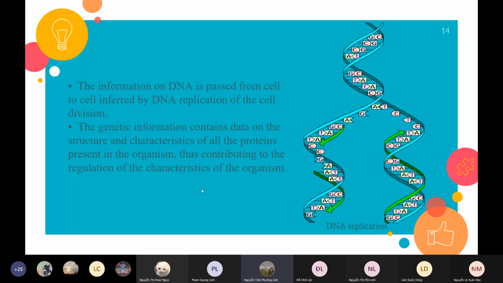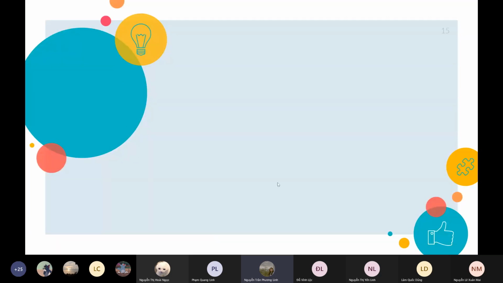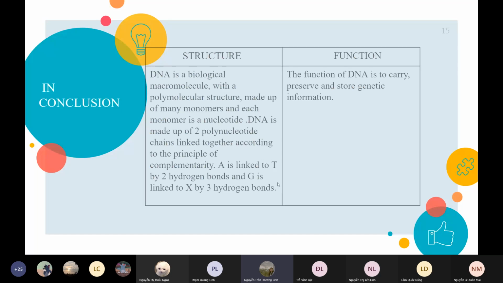The information on DNA is passed from cell to cell, through DNA replication during cell division. The genetic information contains data on the structure and characteristics of all the proteins present in the organism, thus contributing to the regulation of the characteristics of the organism. To continue, Kiên will summarize the content of the structure and the function of DNA.